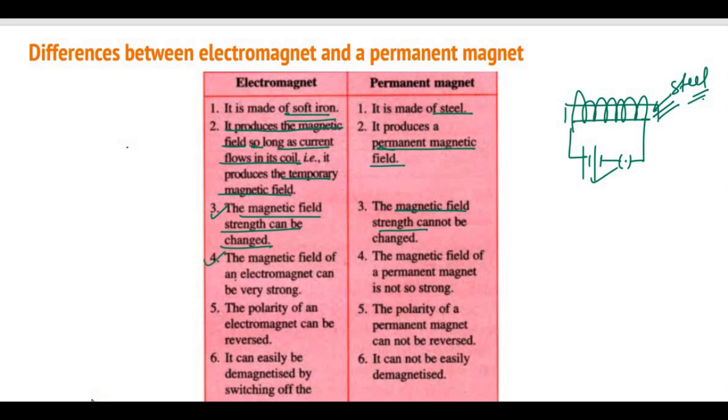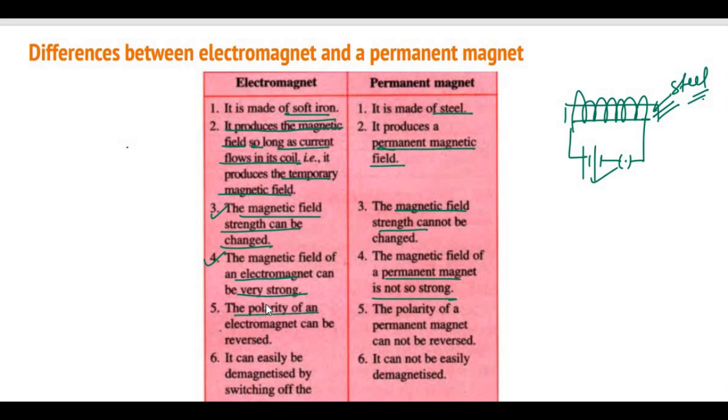Magnetic field of the electromagnet can be very strong, because you can make it stronger by increasing the amount of current in the coil, by increasing the number of turns. So you can produce a very strong magnetic field with an electromagnet. However, with a permanent magnet, the magnetic field is not so strong. Once the magnetic field is there, it is permanent. You can't increase it, you can't decrease it, and it is not very strong also.